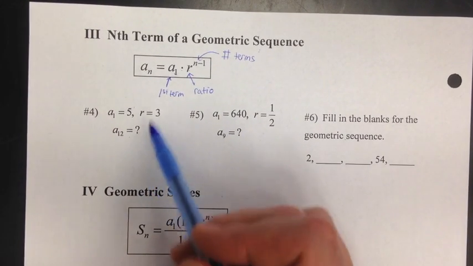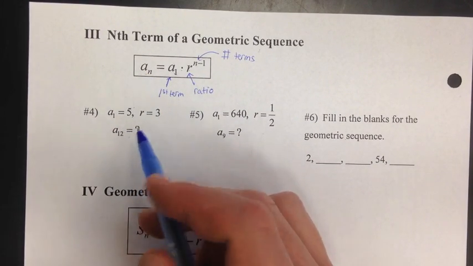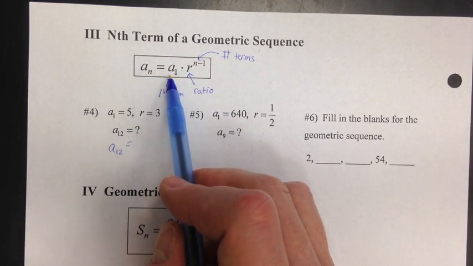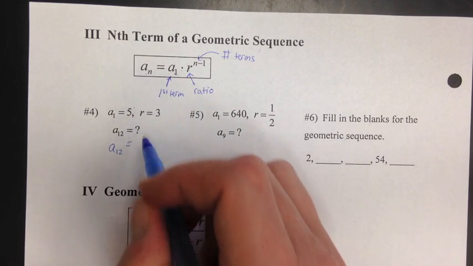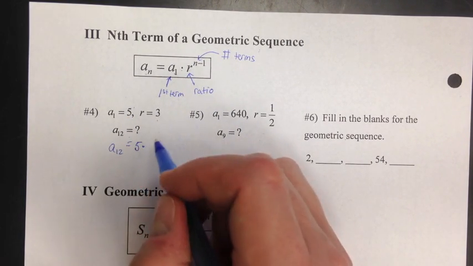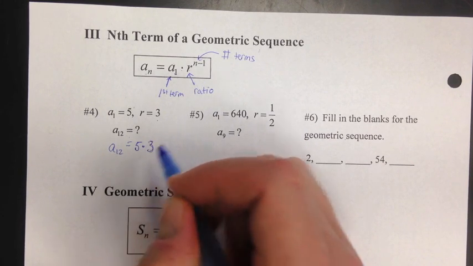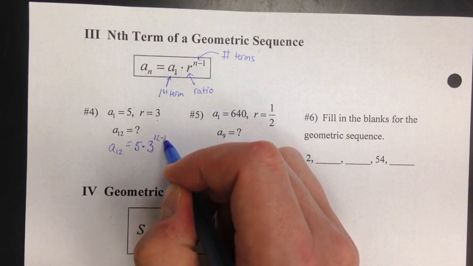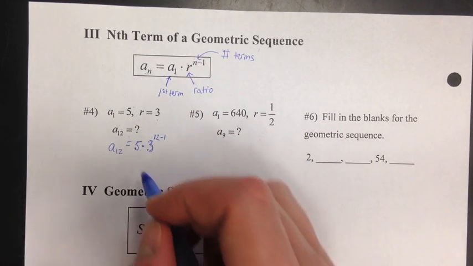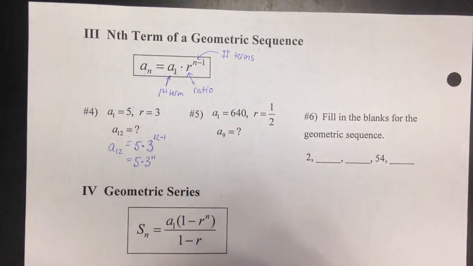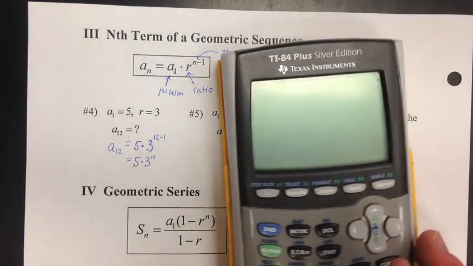Well, so a sub n, that's going to be a sub 12, equals, let's set this up, a sub 1 is the first term, which in this case is 5, times the ratio, which is 3, raised to the n minus 1. Now we have 12 terms, so I'm going to subtract 1. So what this gives us is 5 times 3 to the 11th. In geometric sequences, your numbers will get very big very fast.